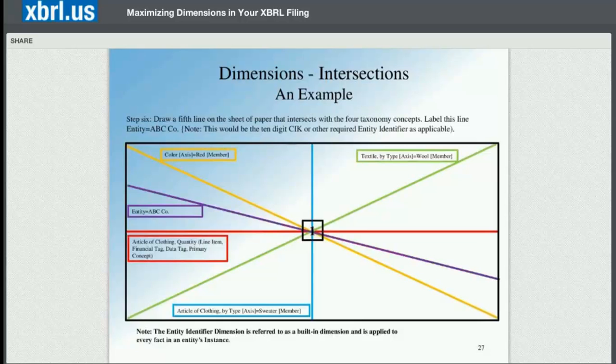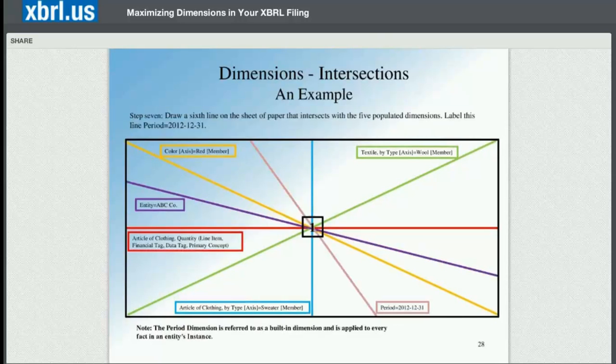But what else do we need here? Now we're tagging the value in our instance, so we put an entity on it. That's a built-in dimension.